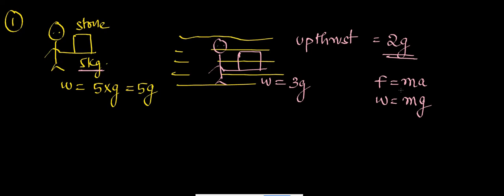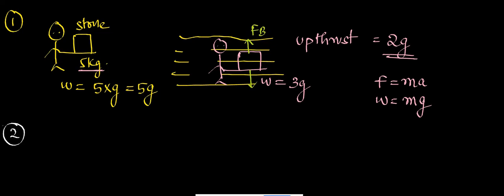So 2 into G. Outside it was 5g, inside it was 3g. That means the remaining 2g is the value of upthrust. Buoyant force is acting. Weight was acting downwards, buoyant force is acting upwards. Clear with the first case?